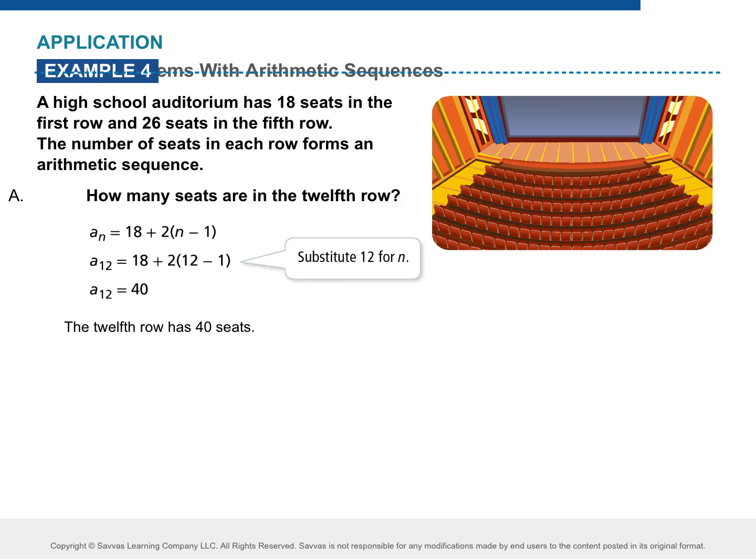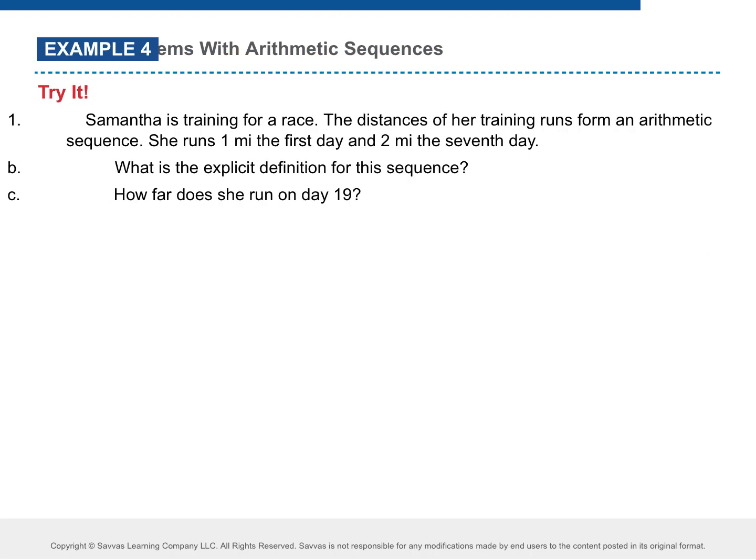Some things I'm going to have you change real quick. It says Samantha is training for a race. The distances of her training runs form an arithmetic sequence. She runs 1 mile the first day, and change this to 2 miles. She runs 43 miles the 7th day. Okay, go ahead and change that on your example 4.